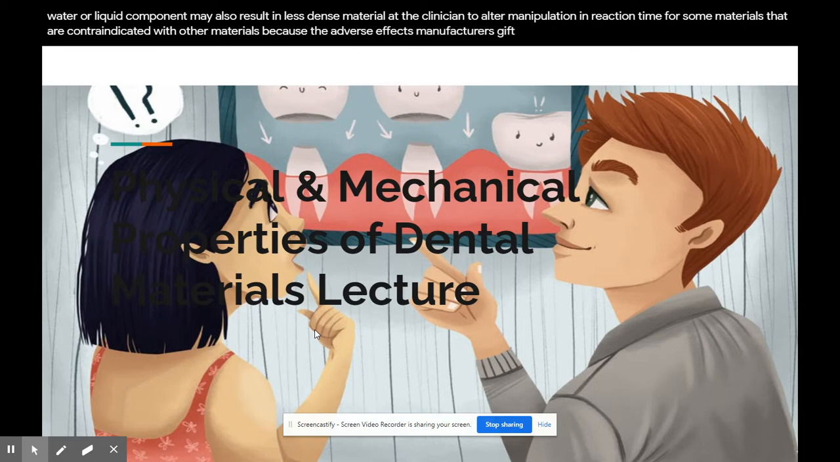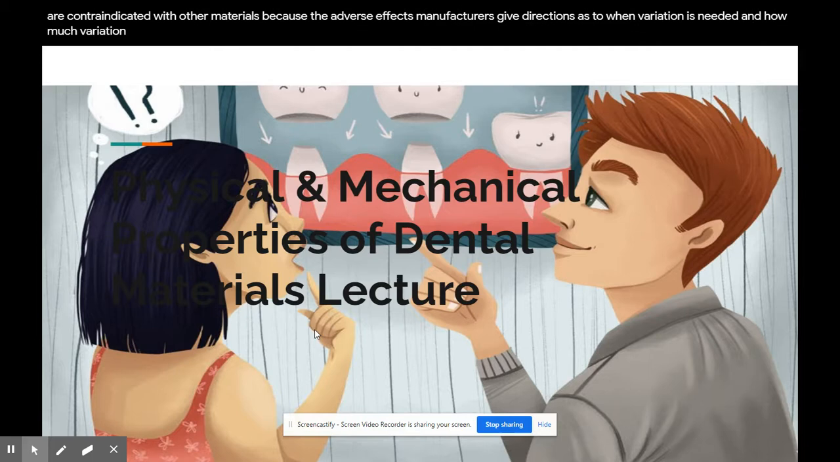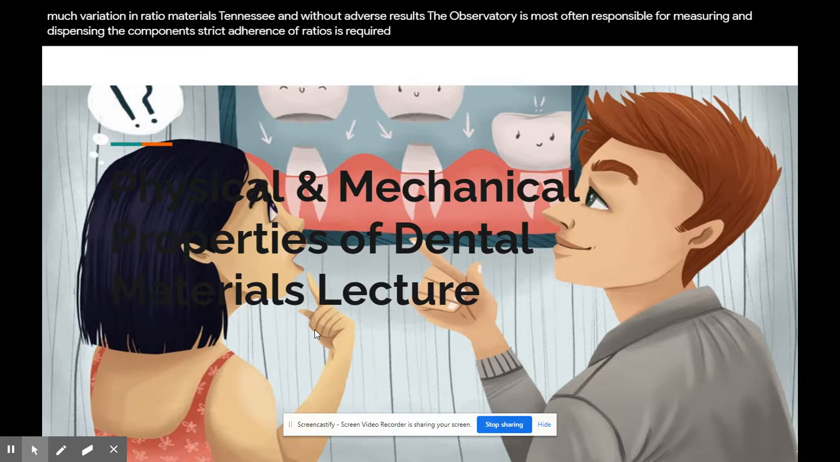Manufacturers give directions as to when variation is needed and how much variation in ratio materials can withstand without adverse results. The auxiliary is most often responsible for measuring and dispensing the components. Strict adherence to ratios is required for some materials, whereas others allow more flexibility.